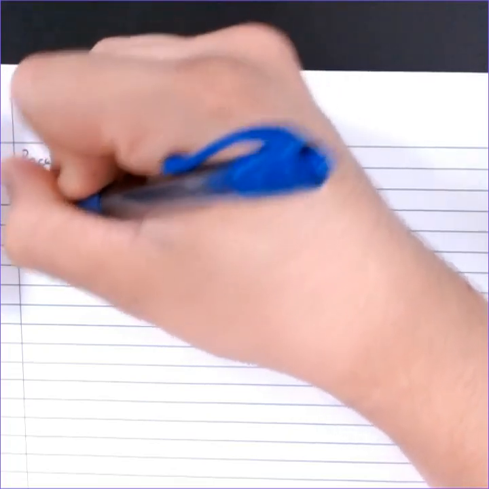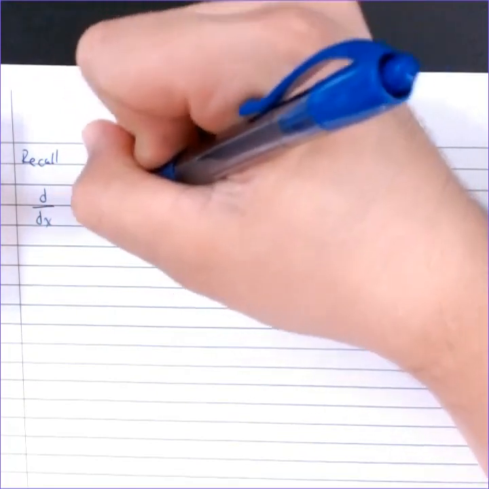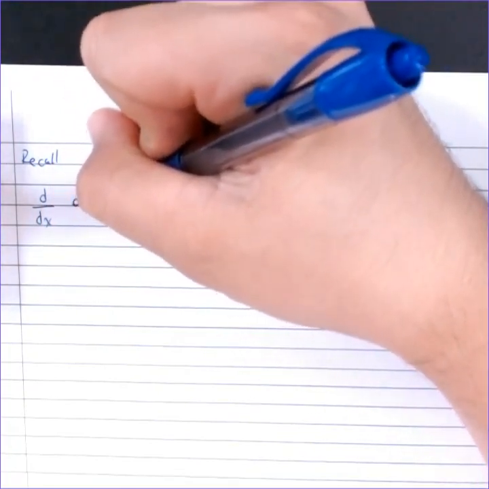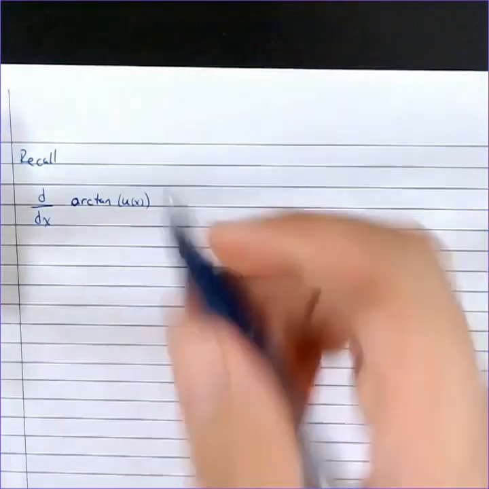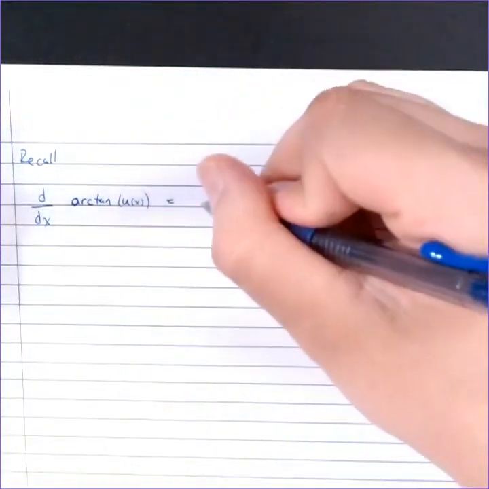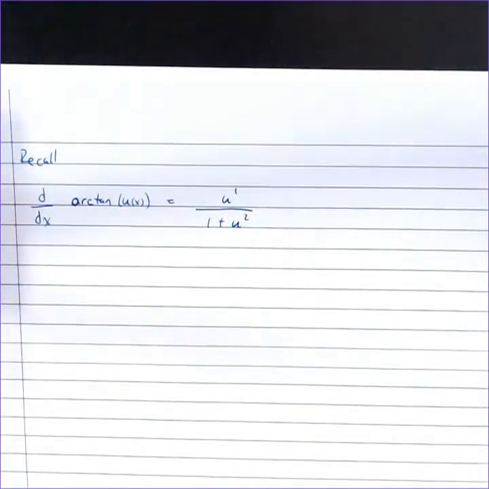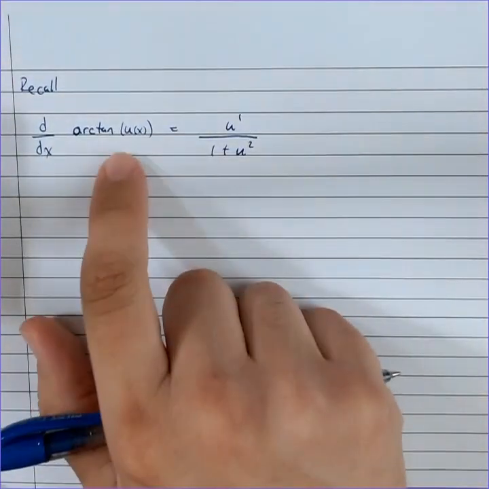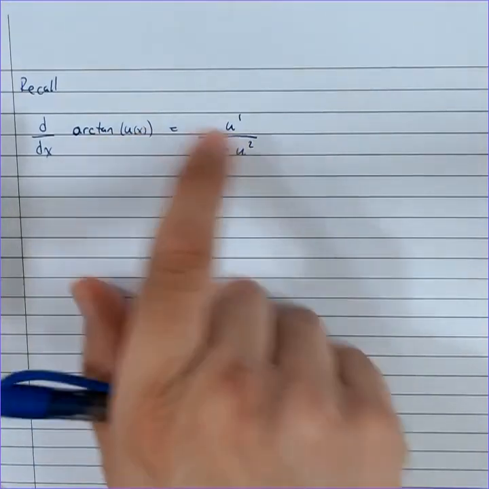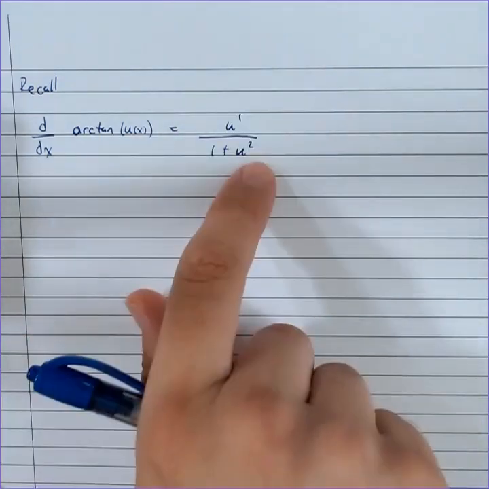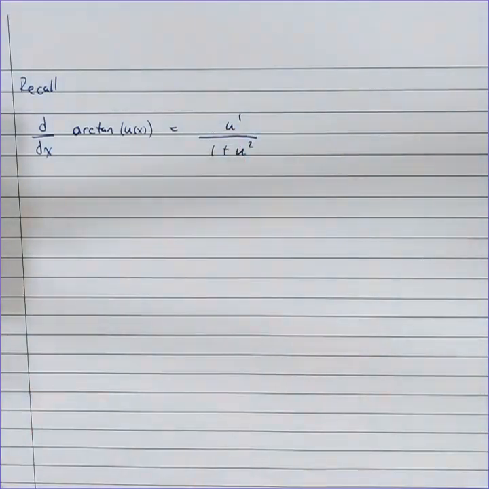For example, you'll recall that if we take the derivative with respect to x of the arctangent or the inverse tangent, whichever one you prefer, of u of x, where again u is just a differentiable function of x, then that's equal to u prime over 1 plus u squared. That may have been an unexpected result, that the derivative of an inverse trig function involved no trigonometry at all. It's simply a rational expression, u prime over 1 plus u squared.